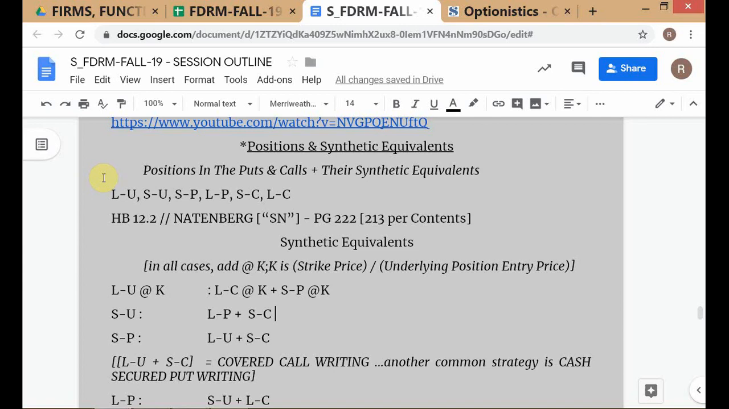Now what are we going to do? We are going to look at these positions, and we are looking at synthetic equivalents. So this is a very important concept in finance, especially later on when we do arbitrage and things, classical riskless arbitrage. The concept of a synthetic position or synthetic equivalent.